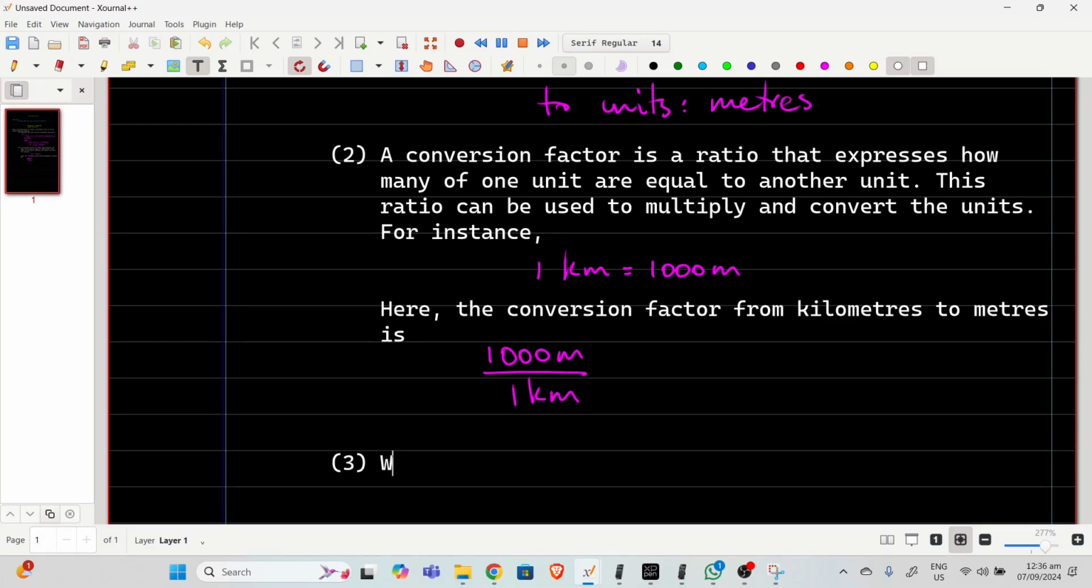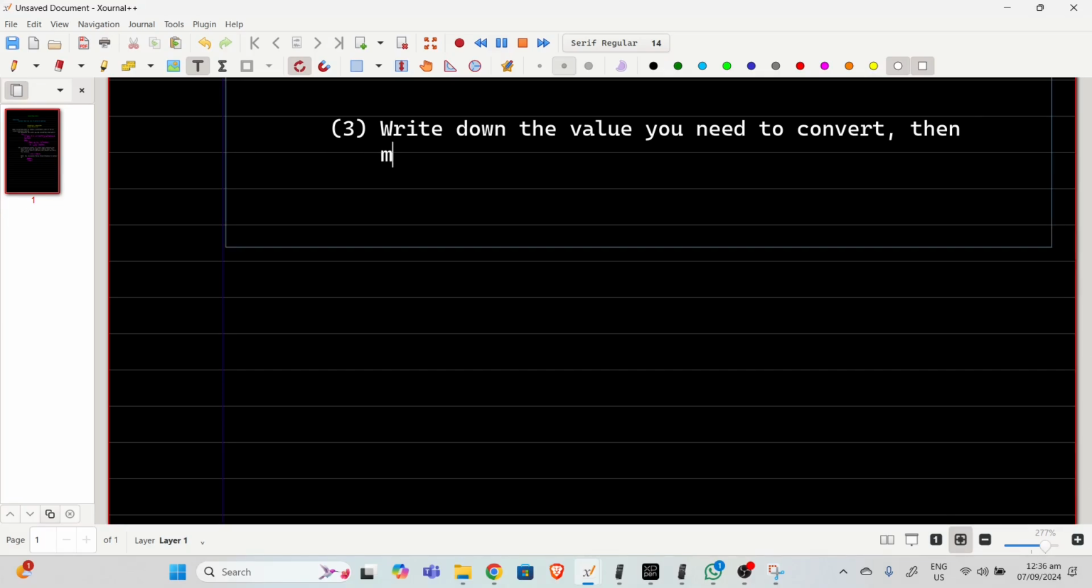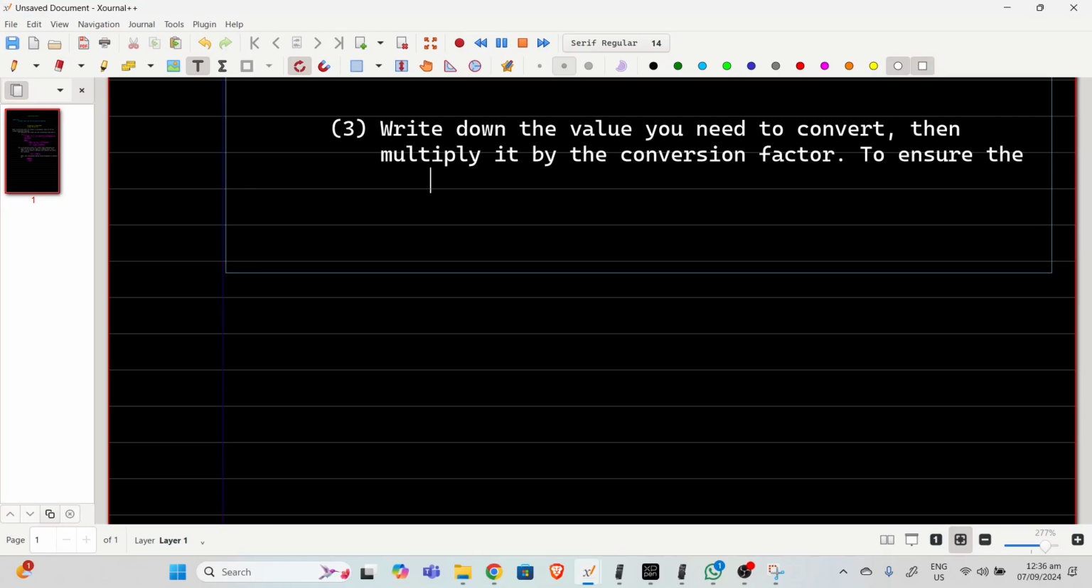Yeah, we're going to write down the value you need to convert, then multiply it by the conversion factor to ensure the units cancel out correctly.